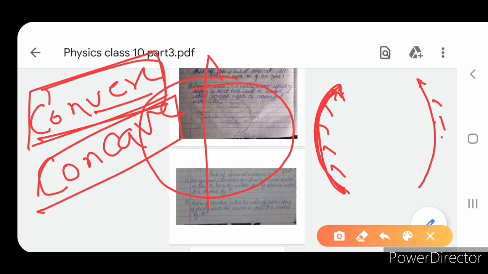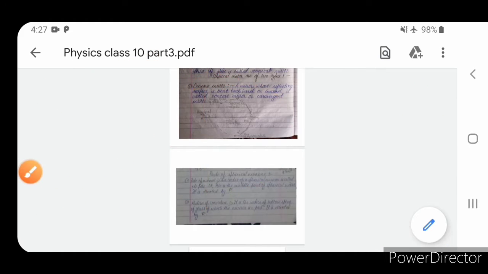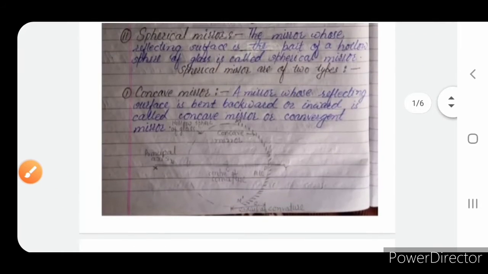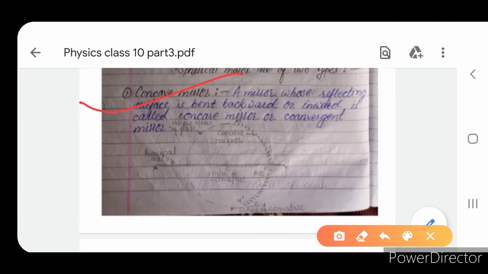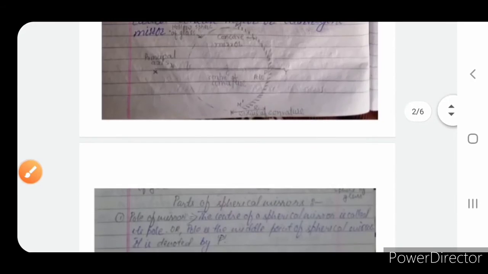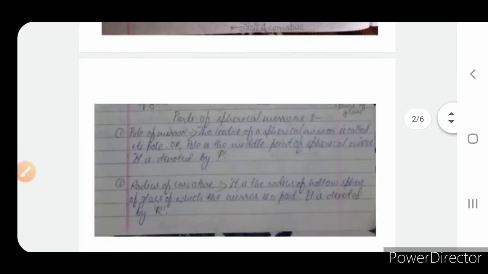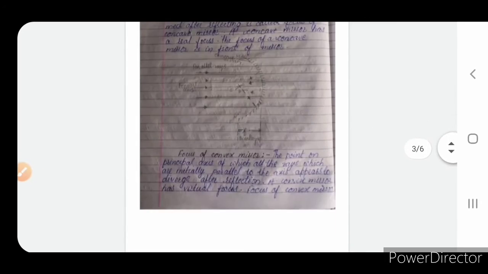And the spherical mirror whose reflecting surface is bent inward, here look, the reflecting surface is bent inward, is said to be a concave mirror. It means Avtal Darpan, and this is Uttal Darpan. So basically there are two types of spherical mirror: one is the concave mirror and one is the convex mirror. Now we have to know some basic things.